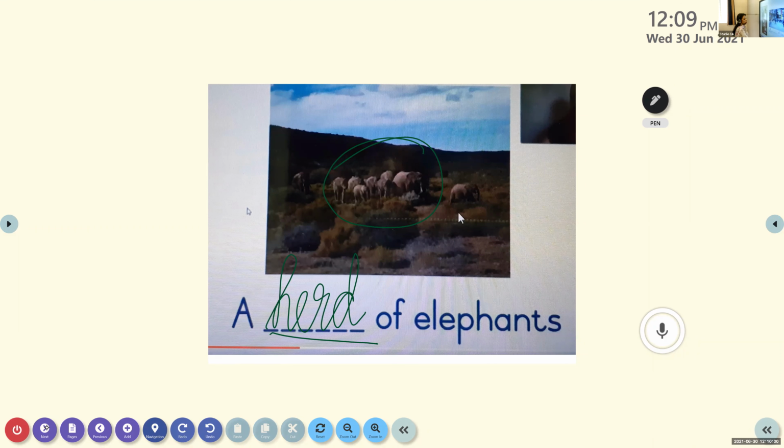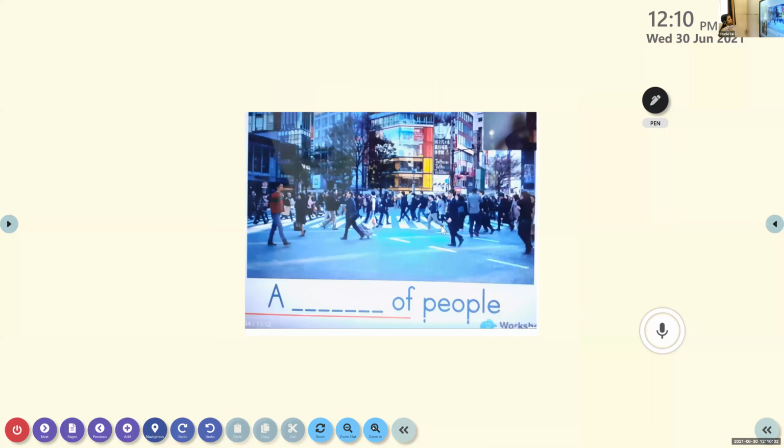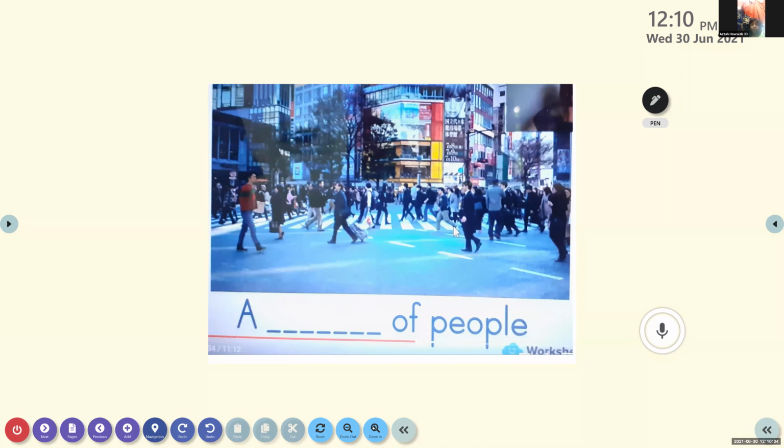What do we call a group of people? Yes, the collective noun used for a group of people is crowd of people. What do we say? Crowd of people. Yes. Now let's move on to the next one.